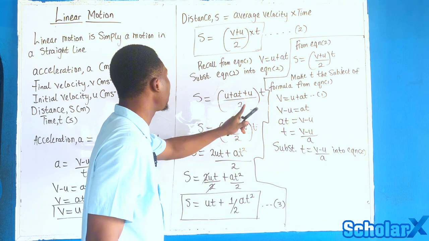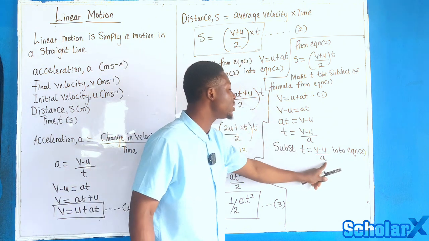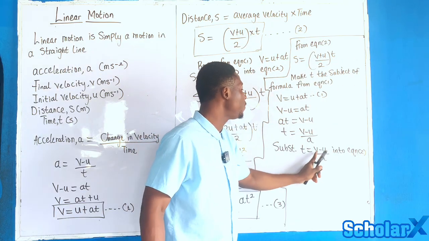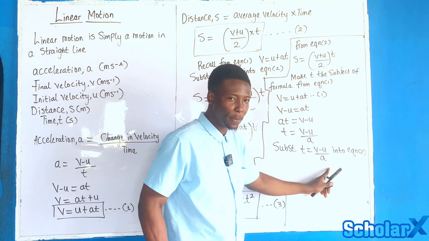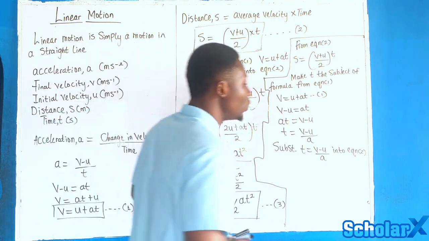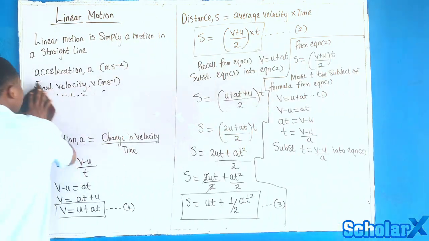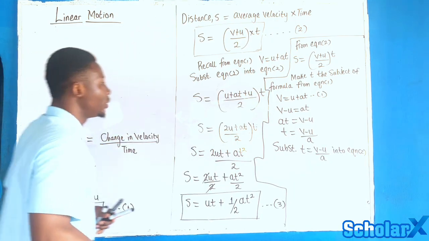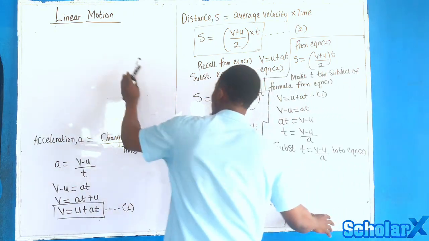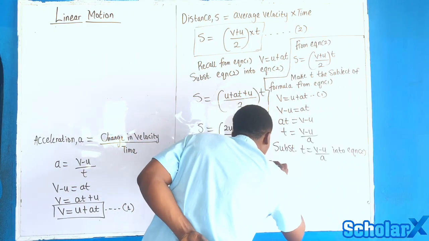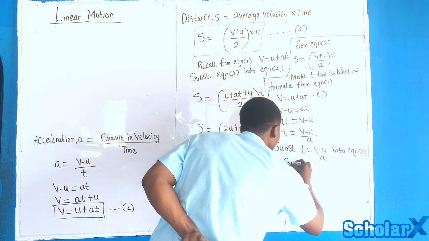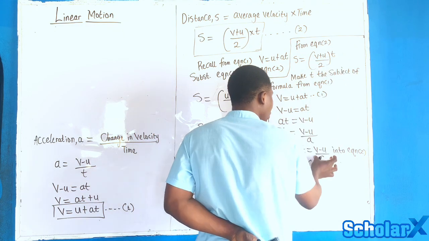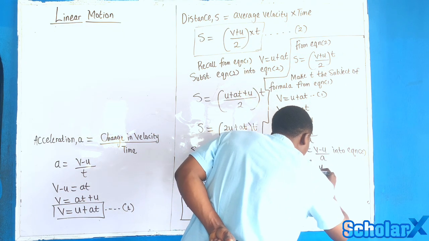So anywhere we see T, we're going to put (V minus U) over A. Do you understand? All right. So let's continue. Let's continue from here. So it becomes S is equal to what? (V plus U) over 2 multiplied by, now this is T, right? And the whole of T in this case is what? V minus U over A.